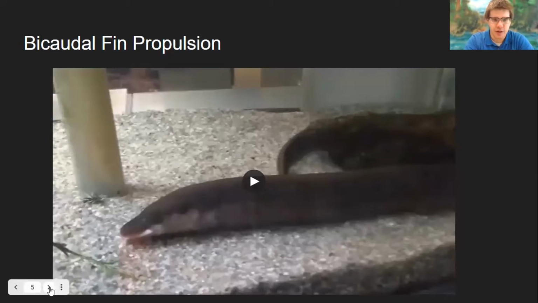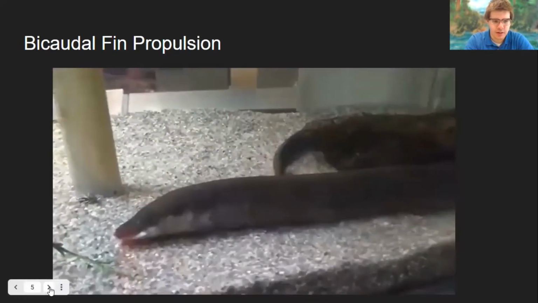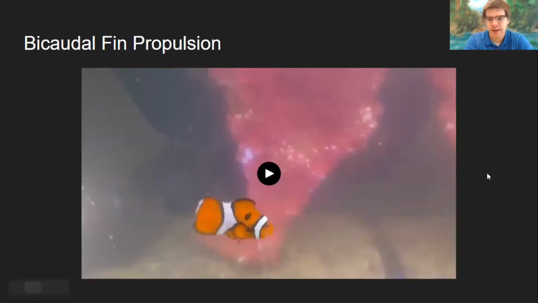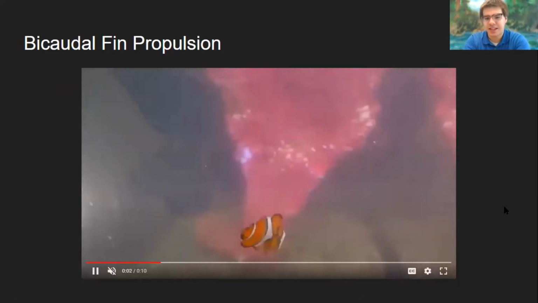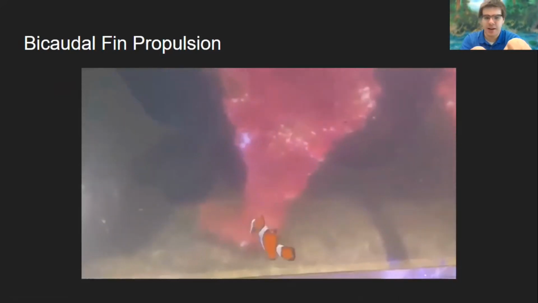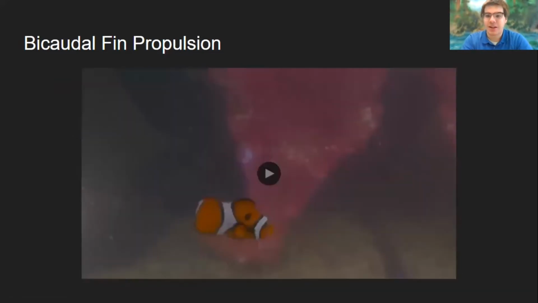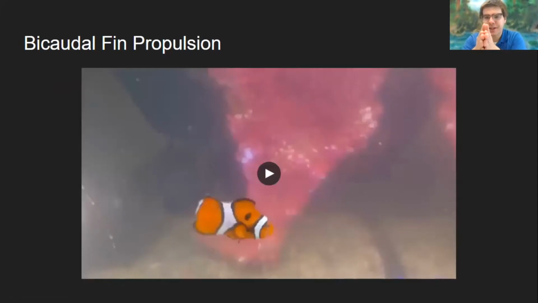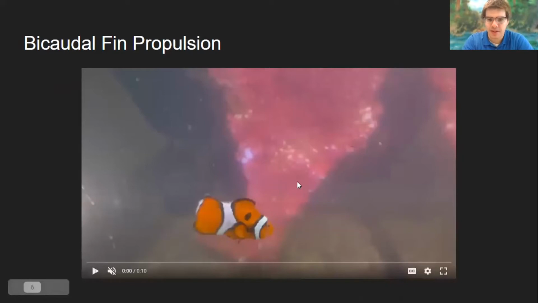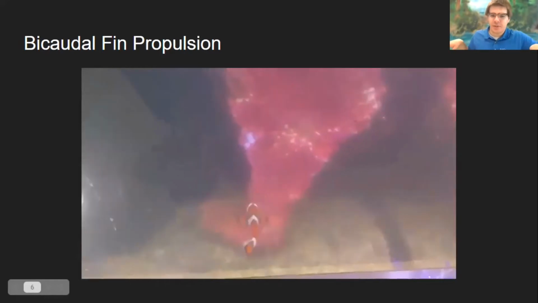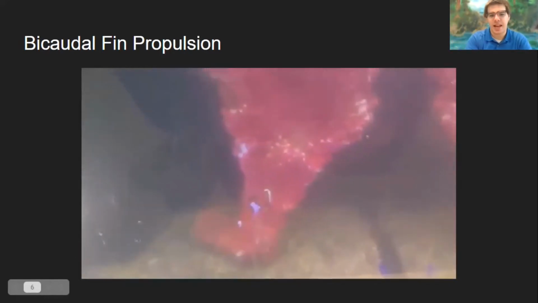Another example of bicaudal fin propulsion is actually, there we go, our clownfish here. A lot of reef fish do it. So you'll see. Do you see how he's using his entire body basically to propel himself forwards? That's how a lot of reef fish do it, because their bodies are really thin, so they will wiggle themselves all the way forward. So they'll use their whole body to propel themselves forward. So he's kind of using his fins to steer a little bit, but the main power comes from his tail there.